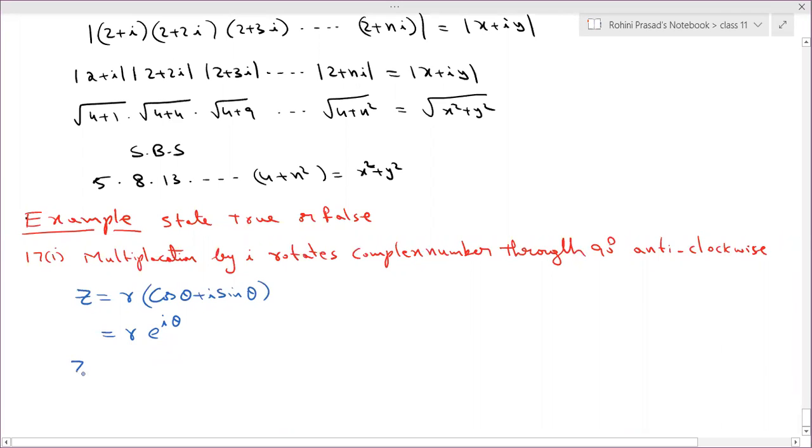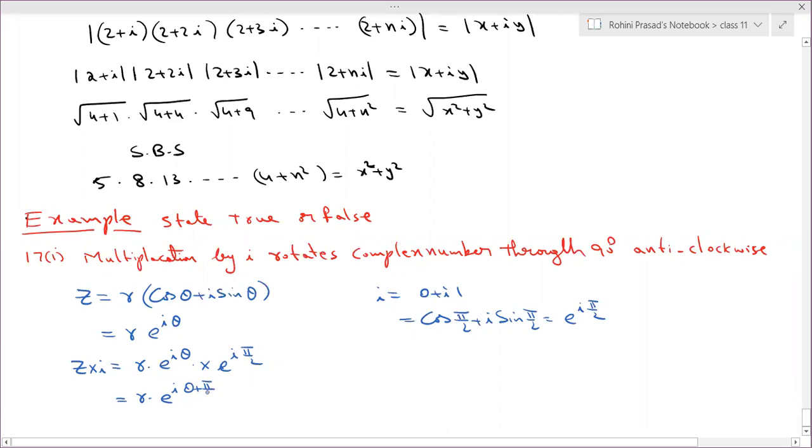Now if you multiply z with i, z into i equals r into e power i theta into i. The polar form of i equals 0 plus i into 1, which is equal to cos pi by 2 plus i sin pi by 2, which is equal to e power i pi by 2. So when you multiply, it will be e power i pi by 2 multiplied. So then r e power i theta becomes r into e power i into theta plus pi by 2.